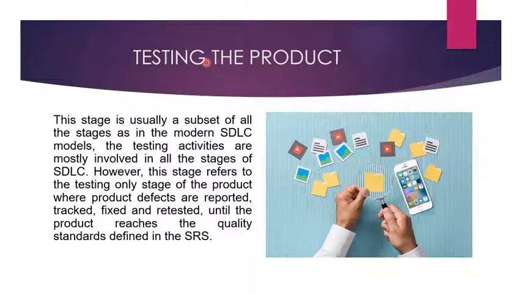Next, we are going to see about testing a product. This stage is usually a subset of all the stages as in the modern SDLC models. Testing activities are mostly involved in all stages of SDLC. However, this stage refers to the testing only stage of the product where product defects are reported, tracked, fixed and retested until the product reaches its quality standard defined in the SRS.